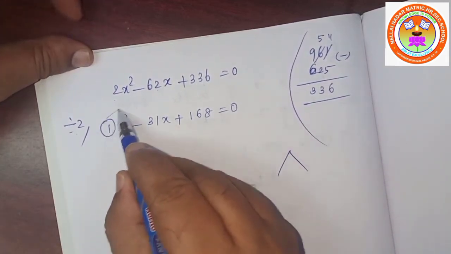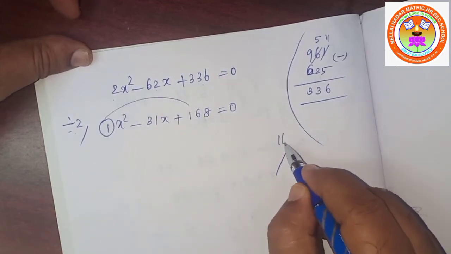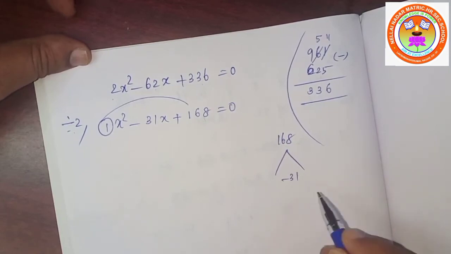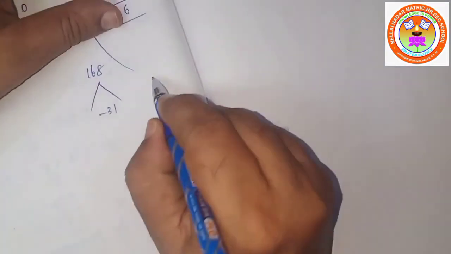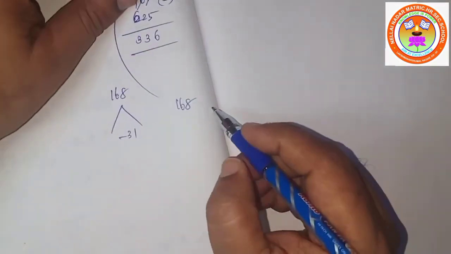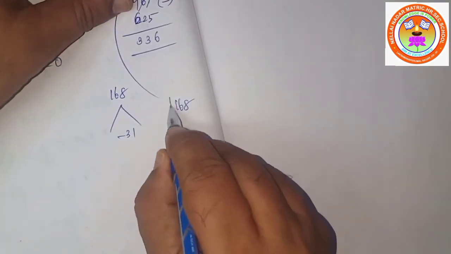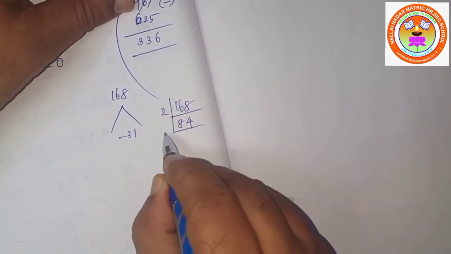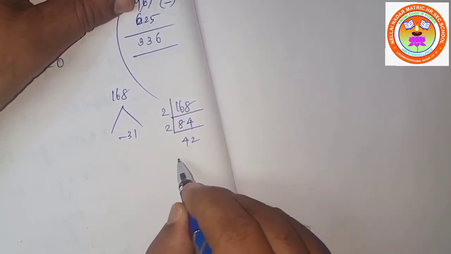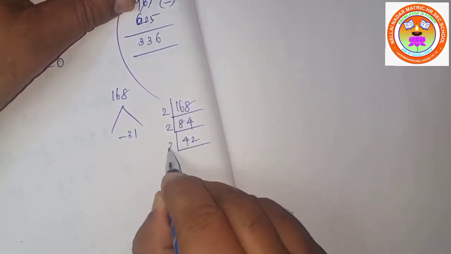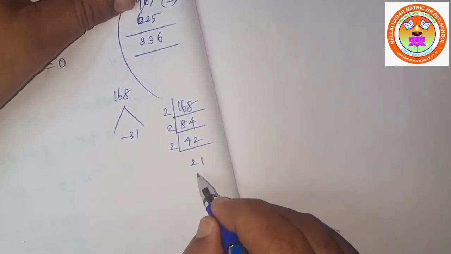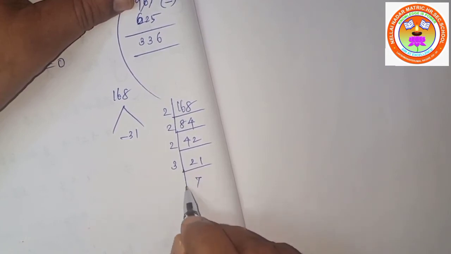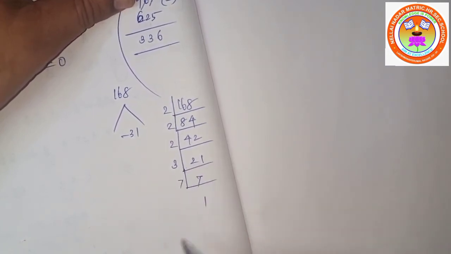Coefficient of x squared equals 1. 1 into 168 is 168. And the coefficient of x is minus 31. How to find the two numbers? Take 168. Divide only by prime numbers. 2 times 84, again divide by 2 to get 42, again divide by 2 to get 21, again divide by 3 to get 7, divide by 7 to get 1.